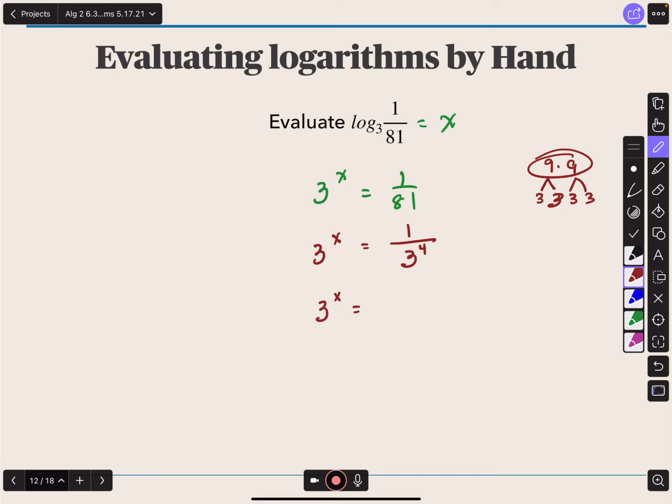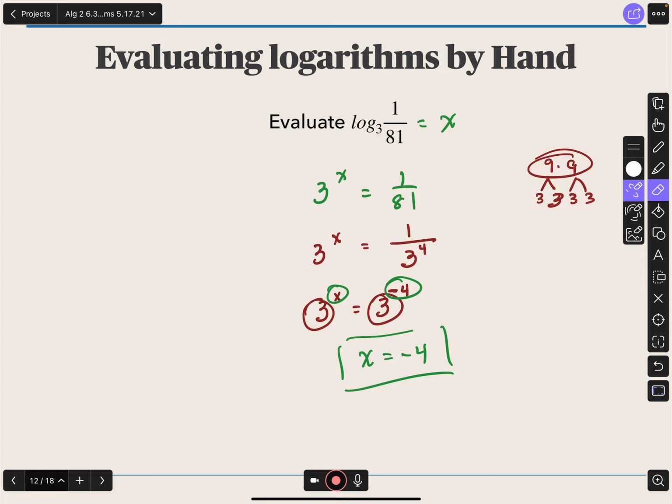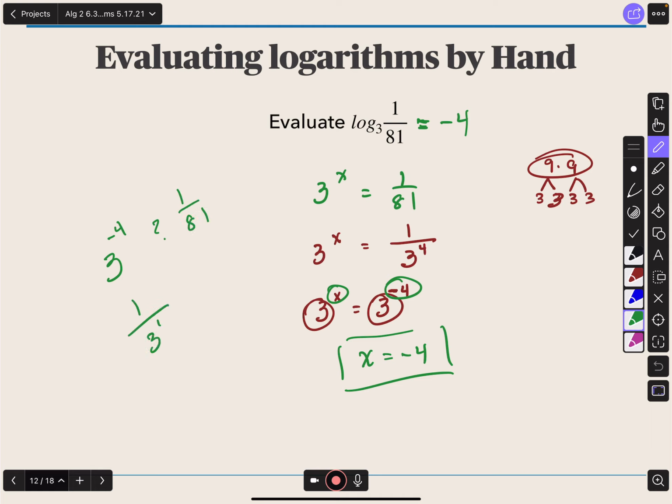Now that 1 over 3 to the 4th, I'm going to flip it upside down and put the 3 to the 4th on top. But then to show that I've done that, I put the negative exponent. That still means 1 over 3 to the 4th. But now both sides are a base 3. So now the exponents must be equal to each other. And I know what x is. So I'm going to erase my x up here and we'll just fill that in. What does it equal? Well, it equals negative 4. Again, you could test it on your calculator. Take your base to the exponent you found and see if it gives you that 1 over 81. 3 times 3 is 9, times 3 is 27, times 3 is 81.